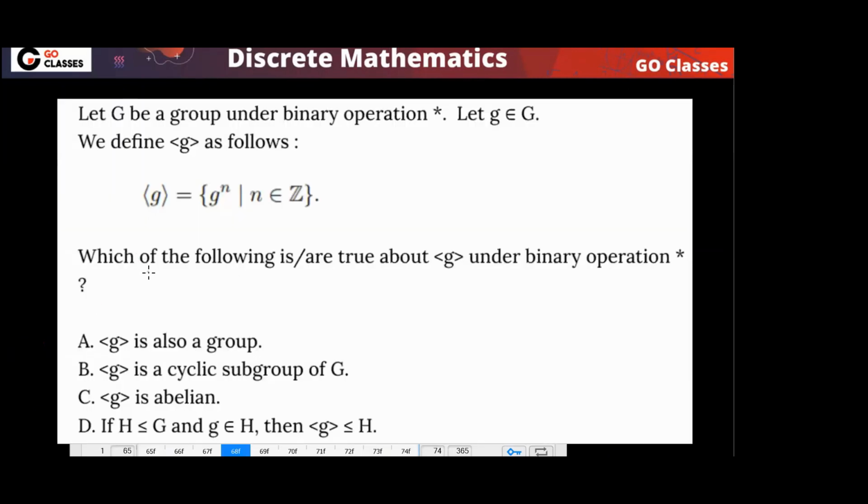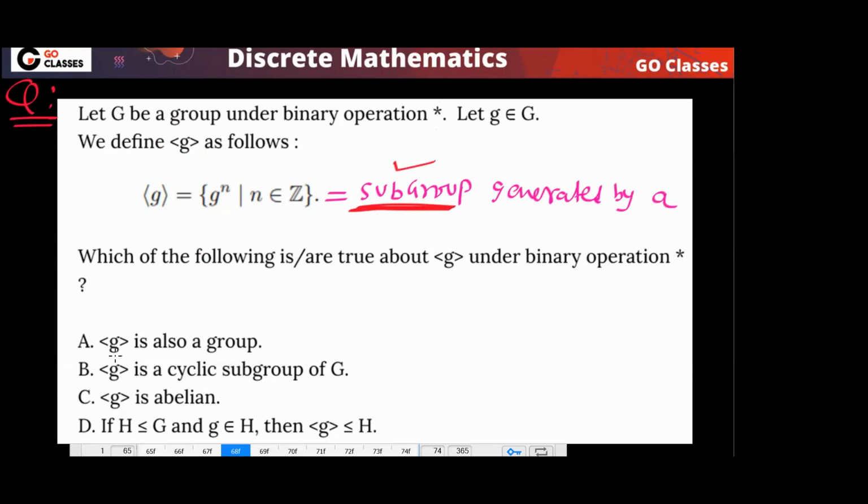So tell me the answer for this question. Let G be a group under a binary operation. You have some element a, and this you already know. This is the subgroup generated by a. Can I say this is a subgroup? Yes, of course it is a subgroup. Now tell me, can I say this is a group? It is a subgroup, so it is a group also.